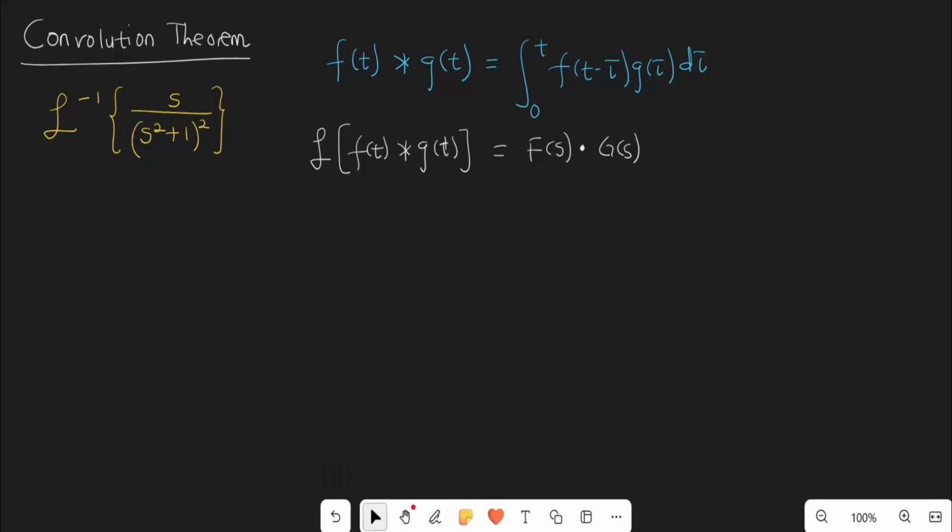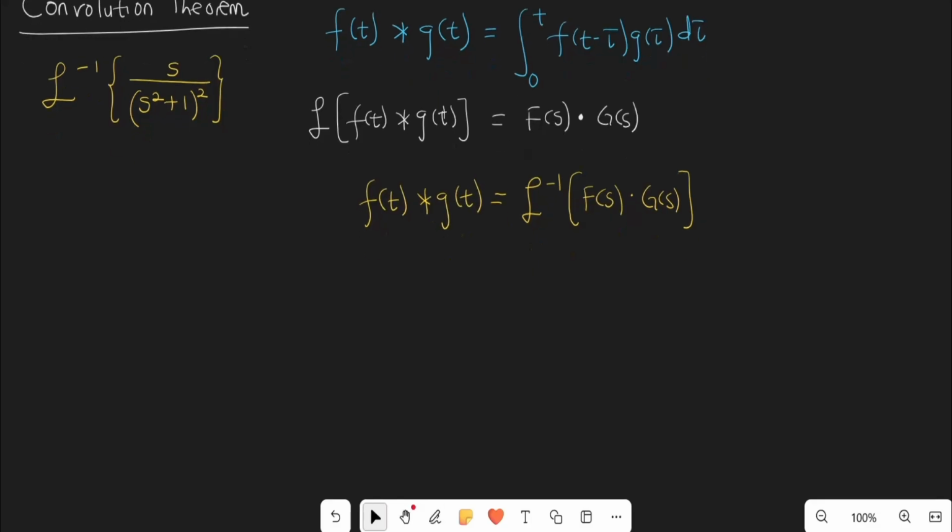So now what we are going to do in this question is to take the Laplace inverse of this function. With this one, if I take the Laplace inverse on both sides, this is going to be the Laplace inverse of F of s multiplied by G of s, like this. And this is going to return the convolution, which is f of t convoluted with g of t, like this.